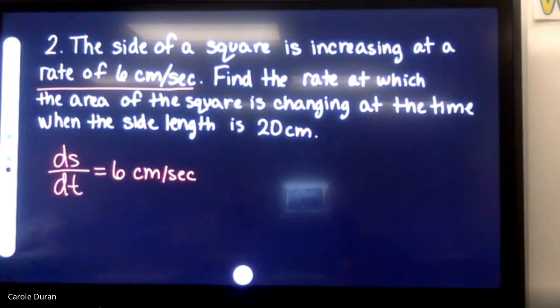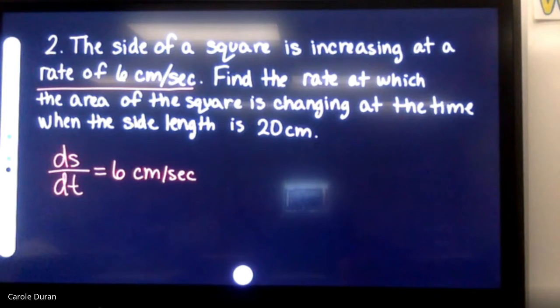Was the last one r because it's rate? It was radius, but yes.